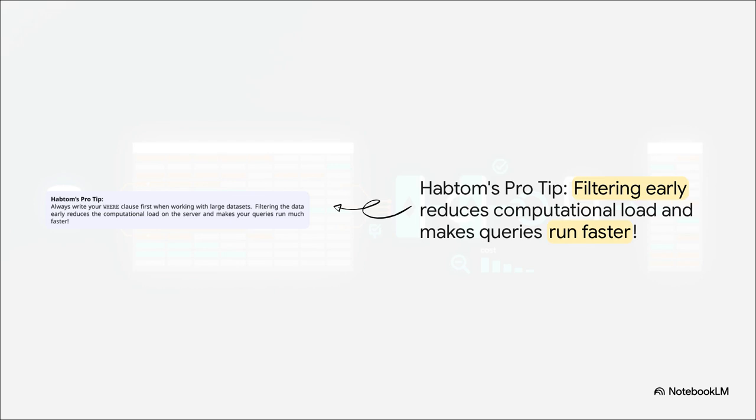The database is designed to be efficient. It wants to reduce the amount of work it has to do. So the more rows you can get rid of with a really well-crafted where clause, the less data it has to carry through to that final select step.